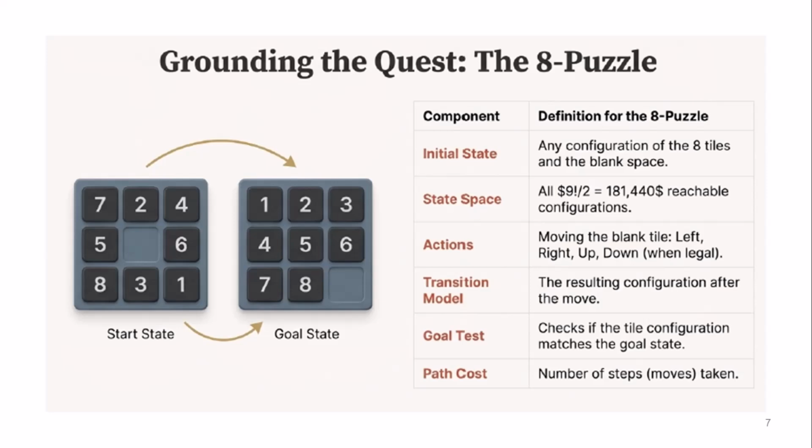Now the state space is all 181,440 possible configurations. The actions are moving the blank tile left, right, up, or down, wherever it is legal. Then the path cost is the number of steps, the number of moves that will be taken to reach the final state. Now, if you can define these for any problem, whether it's planning robot movement or designing a circuit, you are ready to start programming the search algorithm.